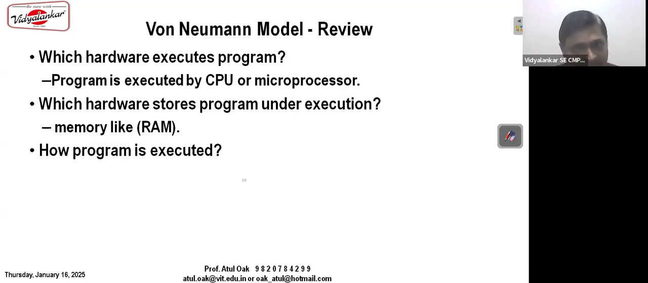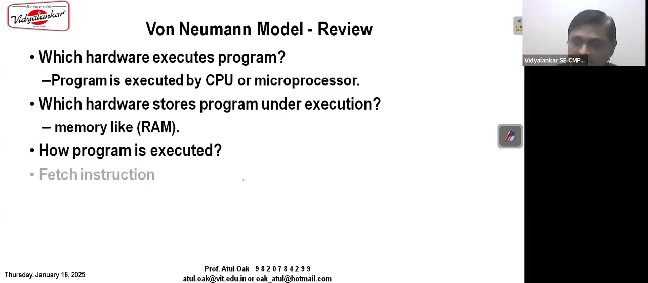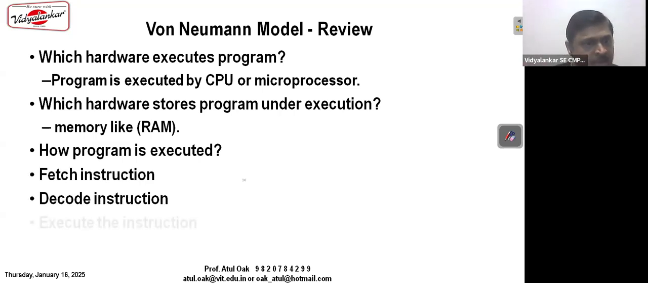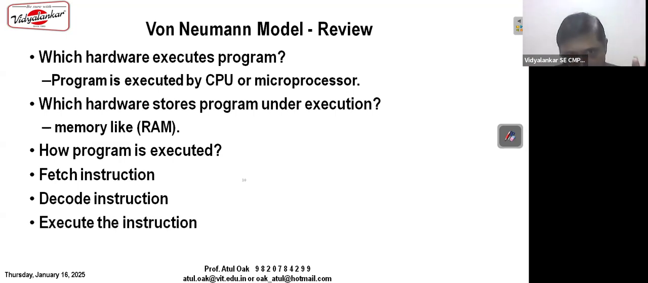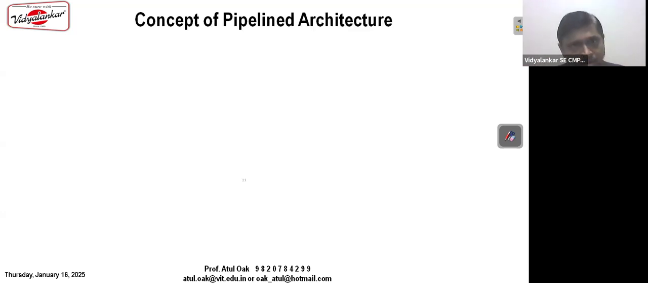So if you have understood this play of words, then the answer is fetch, decode, and execute. If you remember your COA, the von Neumann model, we have discussed that any program you always run using 3 steps: the fetch, the decode, and execute. Now, how do we do this fetch, decode, and execute? There are 2 ways. One way, let's go for it.